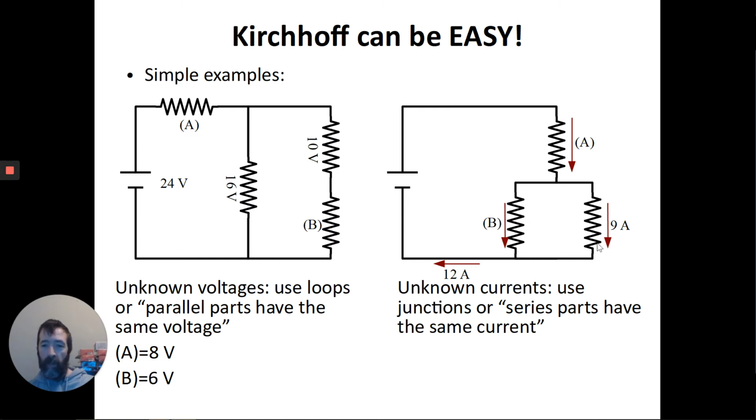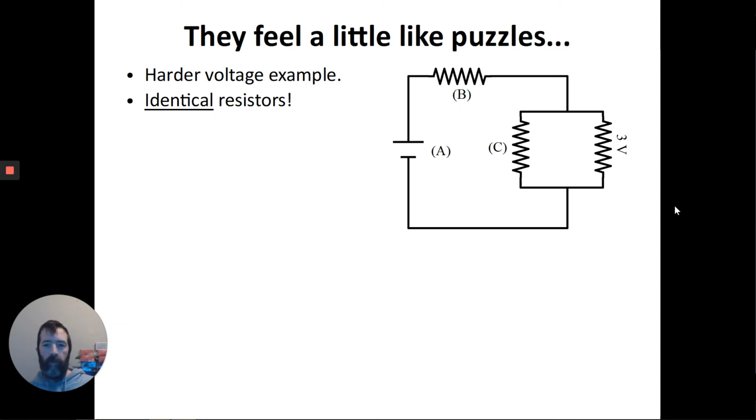And then I can see that 9 amps went to the right. So that means that B has to be 3. It's got to be 3 amps for B. And that's an application of the junction rule. 12 amps in, 12 amps out, 9 and 3.